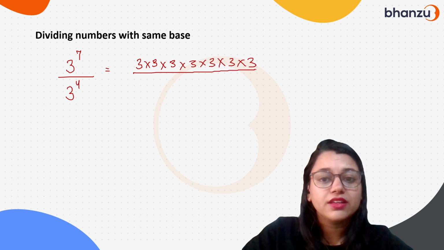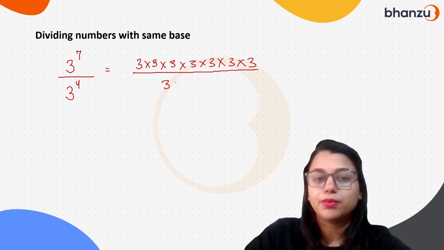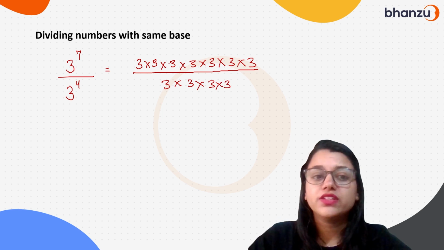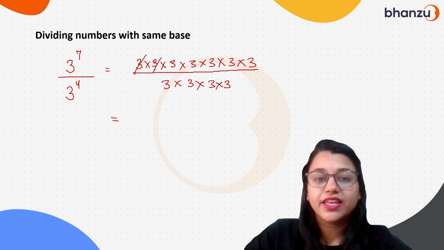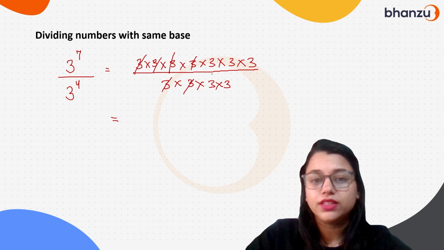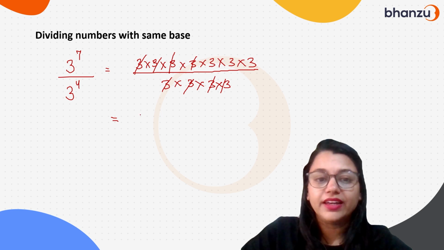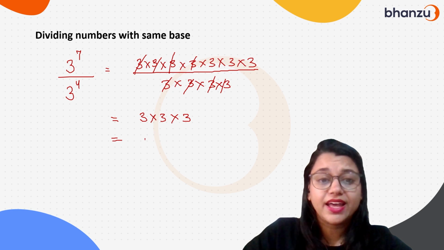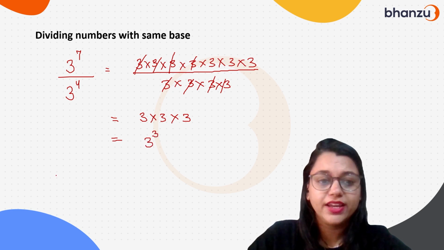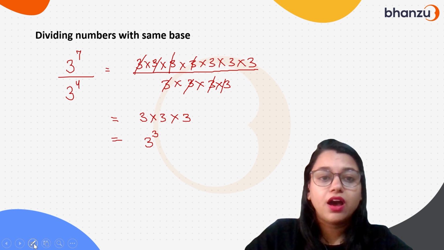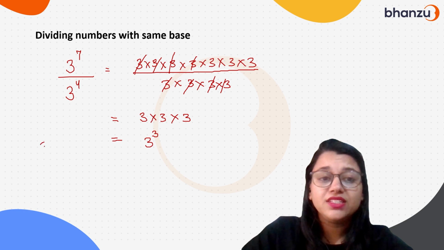And then I'll expand 3 raised to the power 4 also. So that will become 3 into 3 into 3 into 3, 4 times. Right? Now when I solve this, students, what will I get? This will be cancelled with this and this will be cancelled with this. Right? So what will I get here? I'll get 3 into 3 into 3, meaning 3 times 3. Alright. So can I say that when we are dividing numbers with the same base, we can subtract the exponents? Meaning 3 raised to the power 7 minus 4, which will give me 3 raised to the power 3.